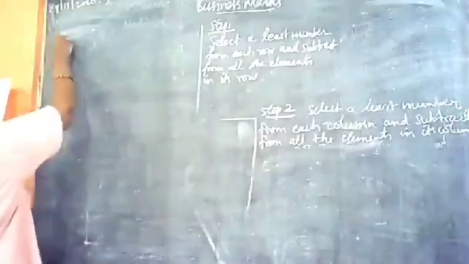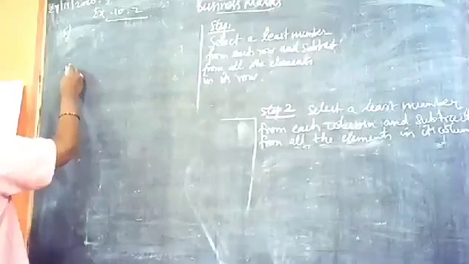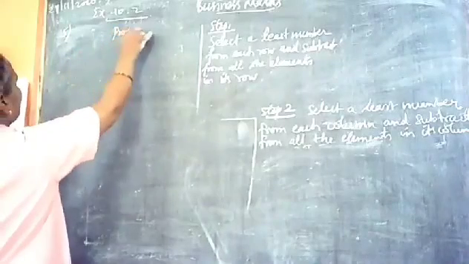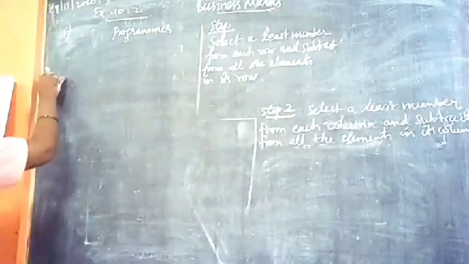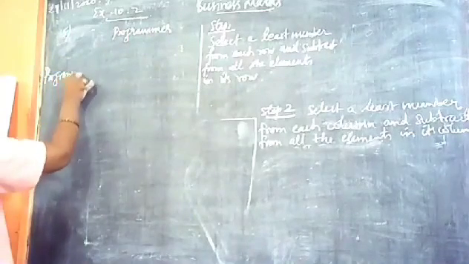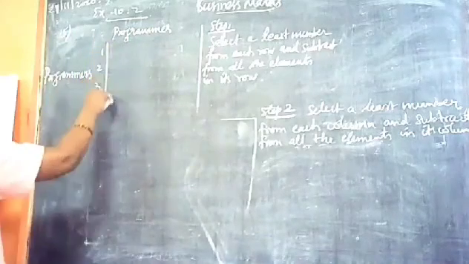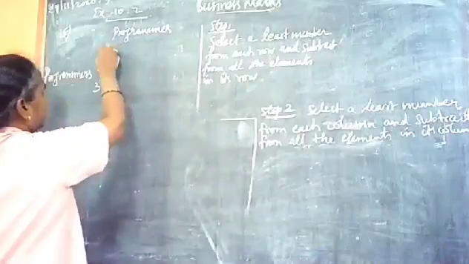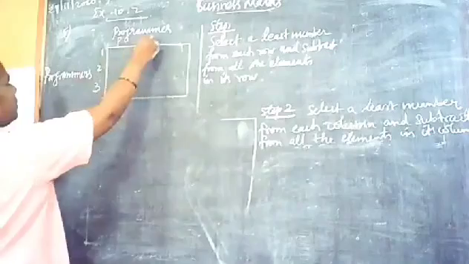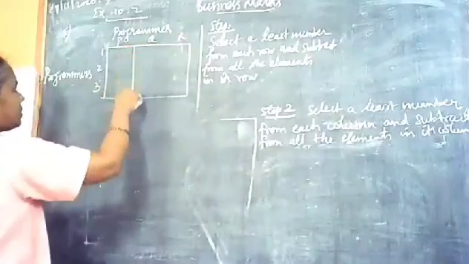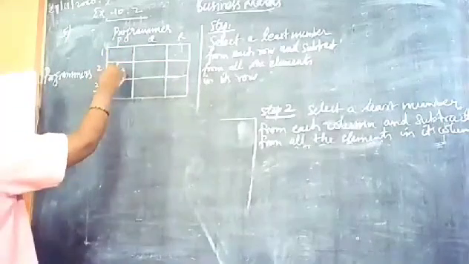Question number 5 in exercise 10.2. Programmers. This is 1, 2, 3. The 1, 2, 3 will come outside of the box, as given in the book. Inside the box you write it; outside you write the programs. Okay, PQR are the programs. Okay, the values are 120.